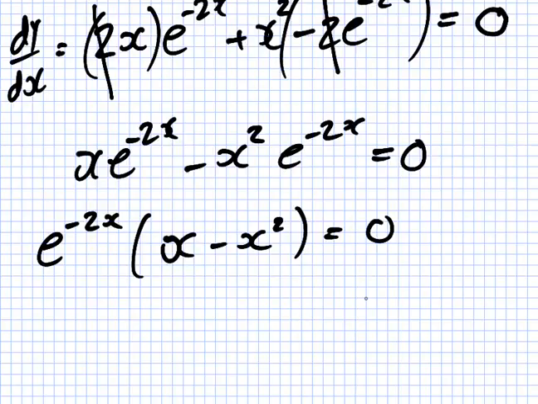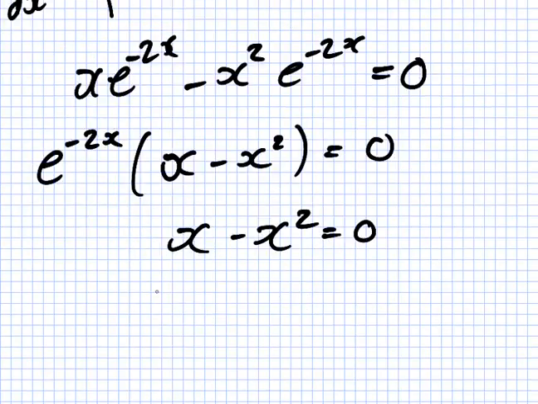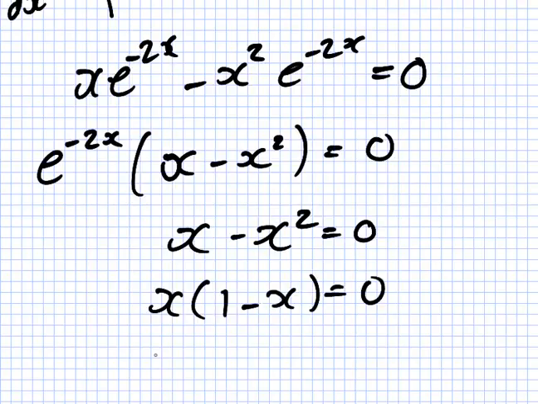Now this has two possibilities. Either e^(-2x) is 0, or x minus x squared is 0. Now in fact the first possibility is impossible, because e^(-2x) can never be 0. So we are only left with the possibility x minus x squared could be 0. Again, this can be factorized. x times (1 minus x) equals 0. So you get x equals 0 or 1.